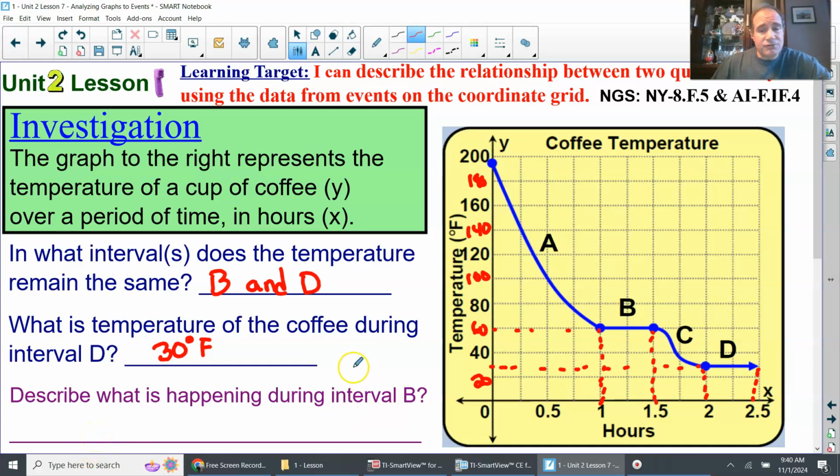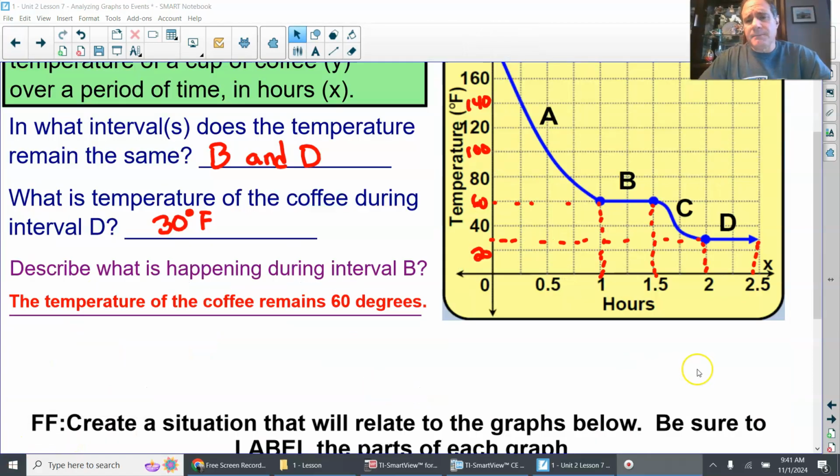Describe what is happening in interval B. Well, the temperature is remaining the same. The temperature remains 60 degrees. Maybe it hit room temperature, or it was left outside and it was 60 degrees outside, and it just hit whatever the temperature was in the atmosphere at that time. Maybe it hit that temperature, and that's it.